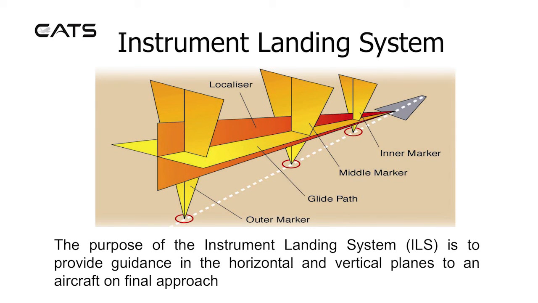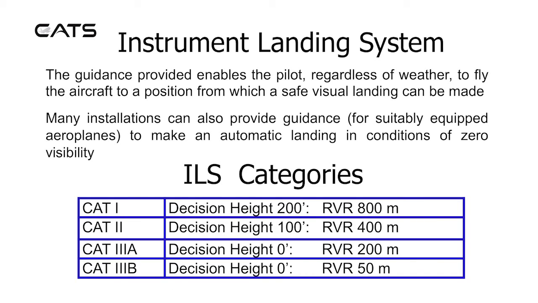Instrument landing system. The purpose of the instrument landing system is to provide guidance in the horizontal and vertical planes to an aircraft on final approach. The guidance provided enables the pilot, regardless of weather, to fly the aircraft to a position from which a safe visual landing can be made. Many installations can also provide guidance for suitably equipped aeroplanes to make an automatic landing in conditions of zero visibility.